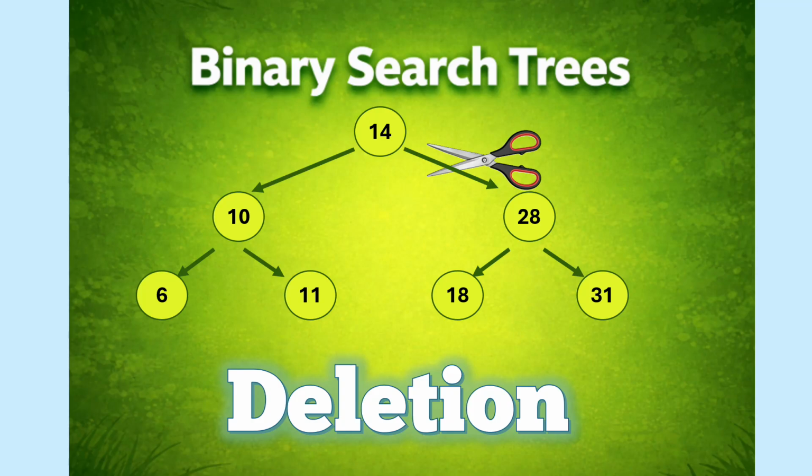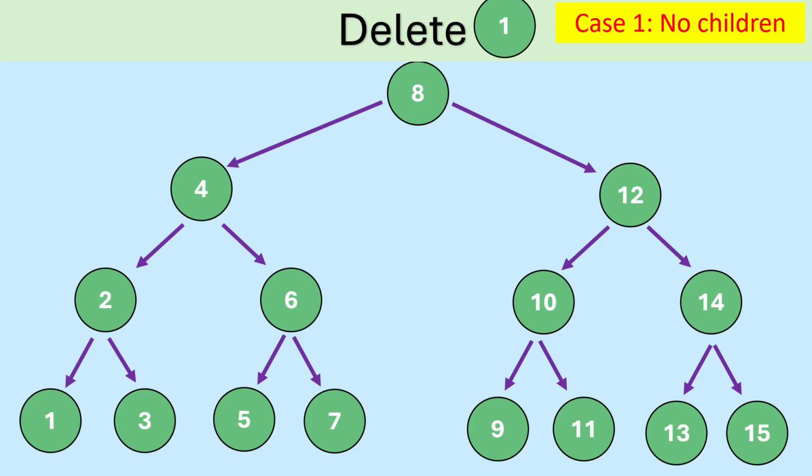Hello, we're going to look at deleting nodes from a binary search tree. We're going to do this by looking at some examples. So let's look at this binary tree and let's say we want to delete the number 1.